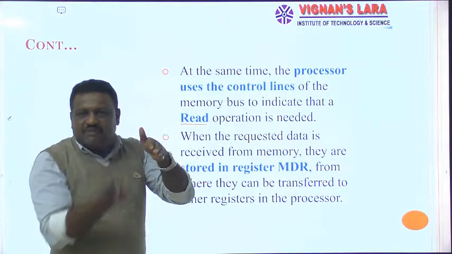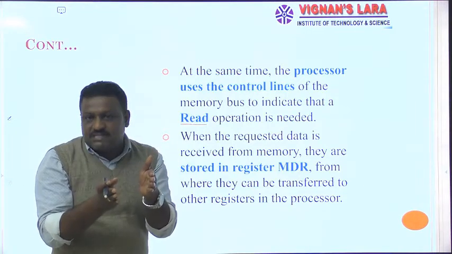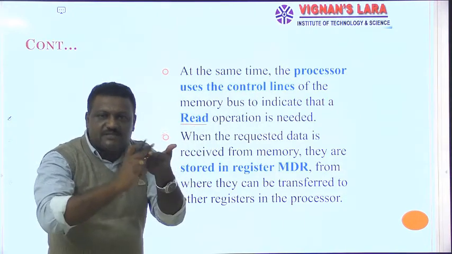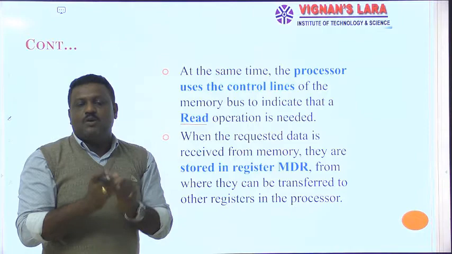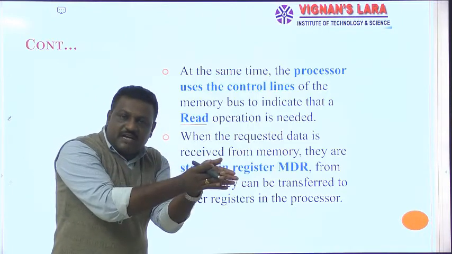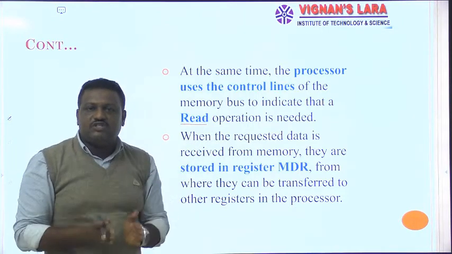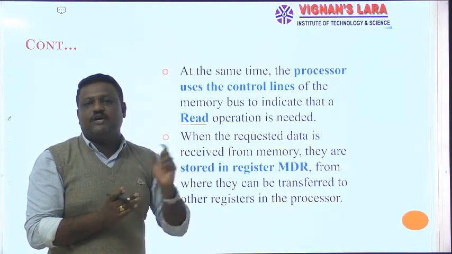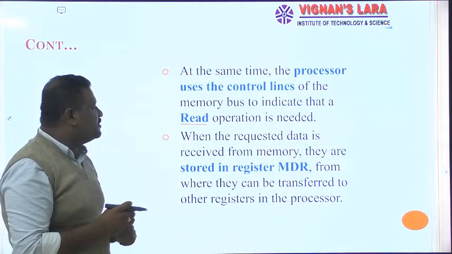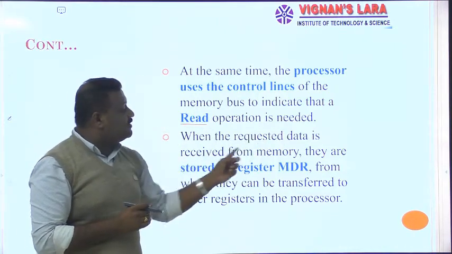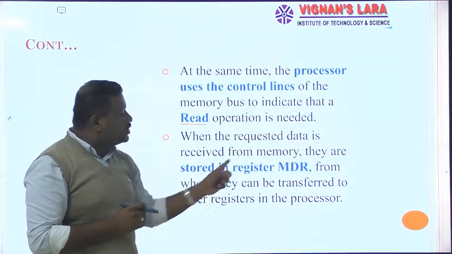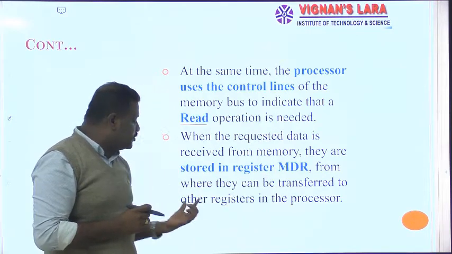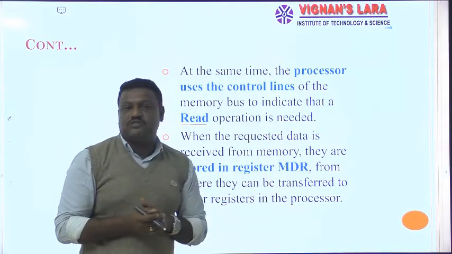That means here we have three buses that exist in my system bus. Here that bus I can call a memory bus. In that I have an address bus, data bus and control bus. Once my MAR address is placed on my address bus, at the same time my CPU generates a read control signal to go and read data from the address specified on my address bus. So that is the meaning of that. When the requested data is received from the memory, it is stored in a register MDR, from where it can be transferred to other registers in the processor.